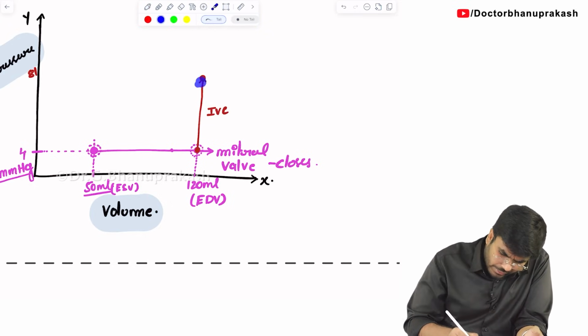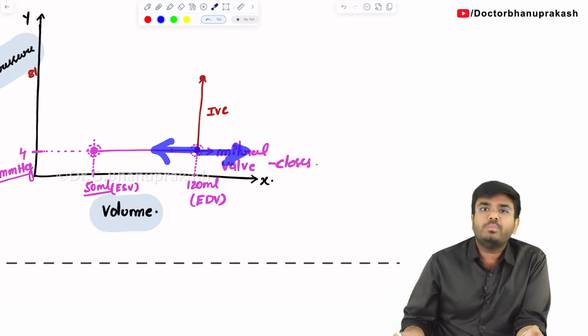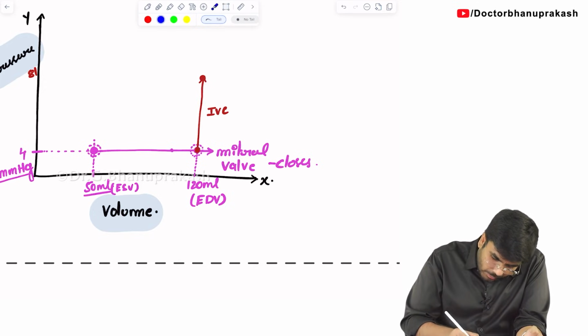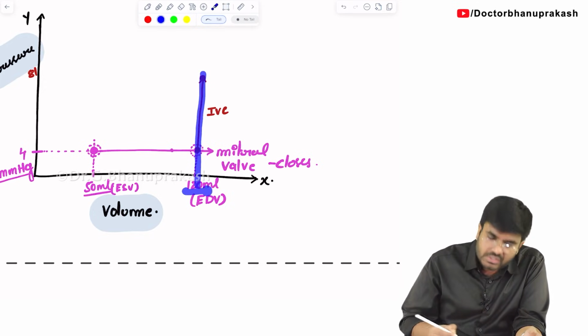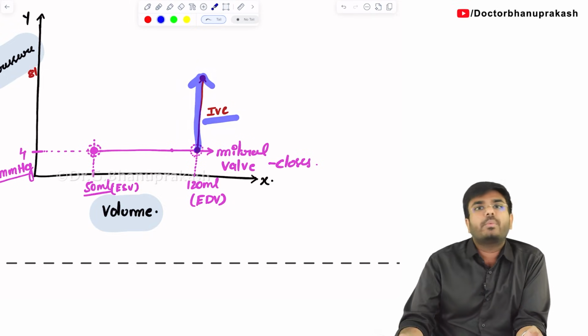Now tell me, during this isovolumetric contraction, is there any volume change? See, there is no volume change. Now I am talking about a single point. The volume of the blood is not changing. But what is changing? The pressure is rising. Okay, here is the isovolumetric contraction.